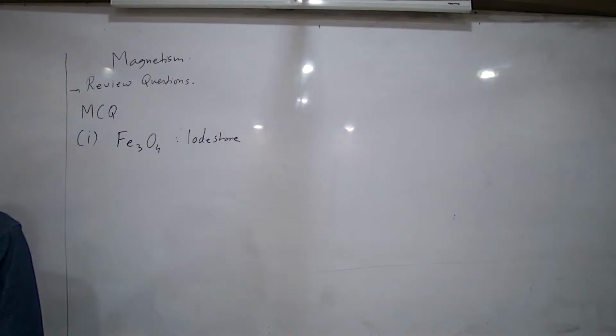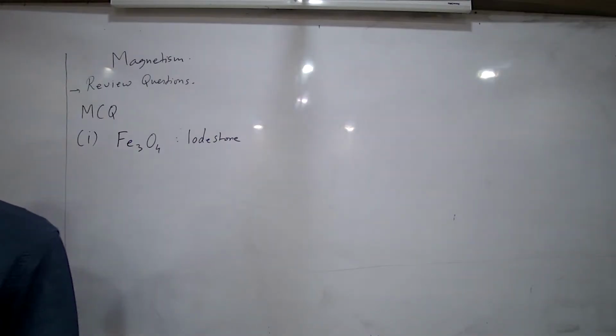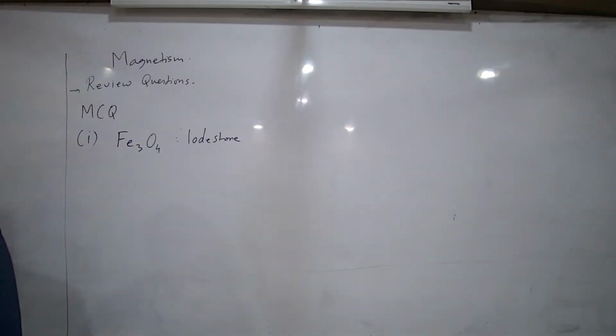At least he's answering. So artificial magnet is man-made. What is the example of artificial magnet? Horseshoe magnet, solenoid. It could be temporary as well as permanent. Artificial magnet, iron rod. What is the example of temporary and what is the example of permanent?